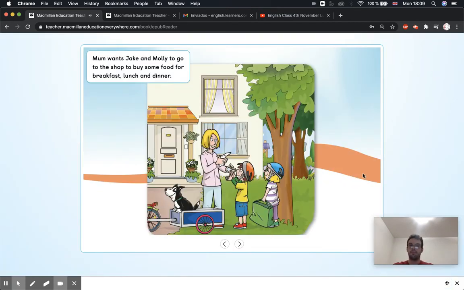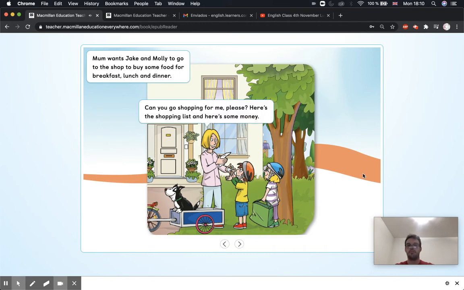Mum wants Jake and Molly to go to the shop to buy some food for breakfast, lunch and dinner. Can you go shopping for me, please? Here's the shopping list and here's some money. Okay, thanks, Mum.